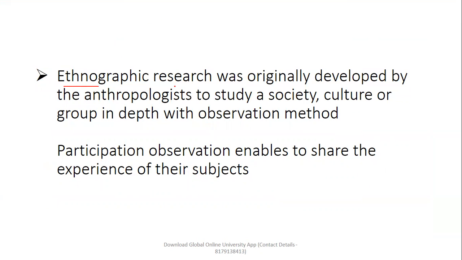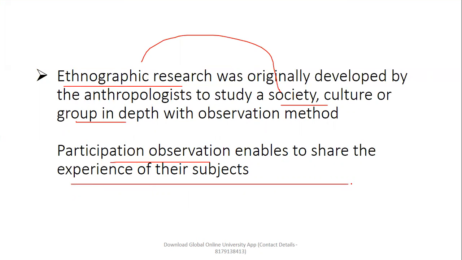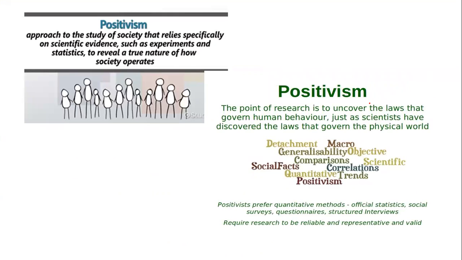Ethnographic research, where students are a little bit confused. It talks about culture, society, or a group in depth, with the observation method. The participant observation enables sharing the experience of the subject. So ethnographic research basically deals with society and culture or a group in depth. Okay, so this was about the types of research.